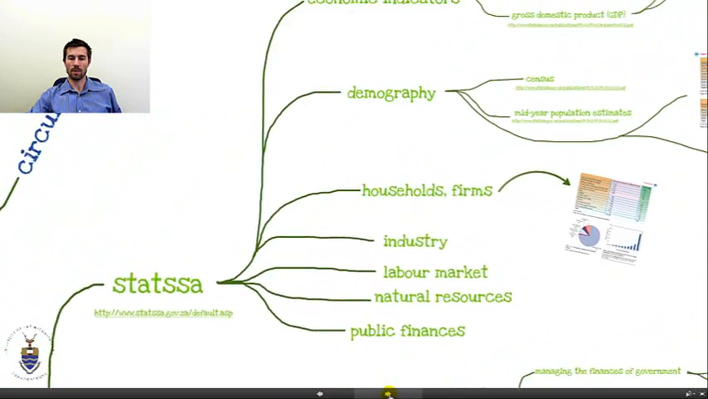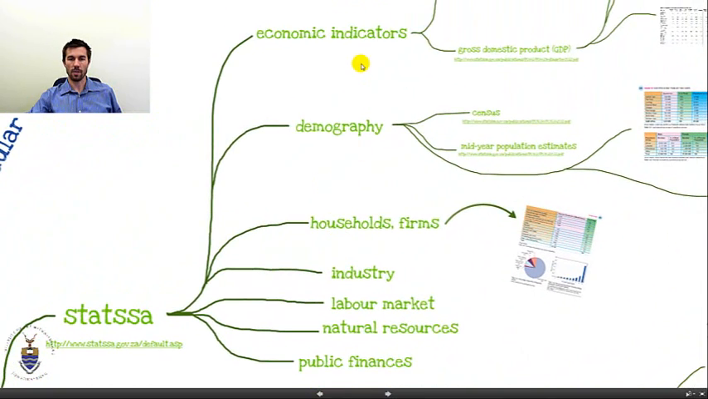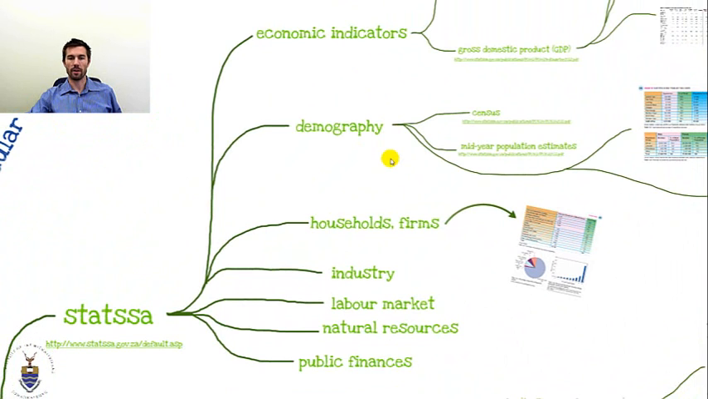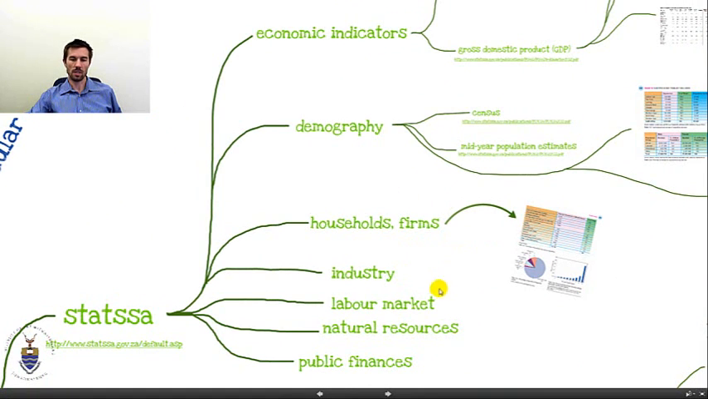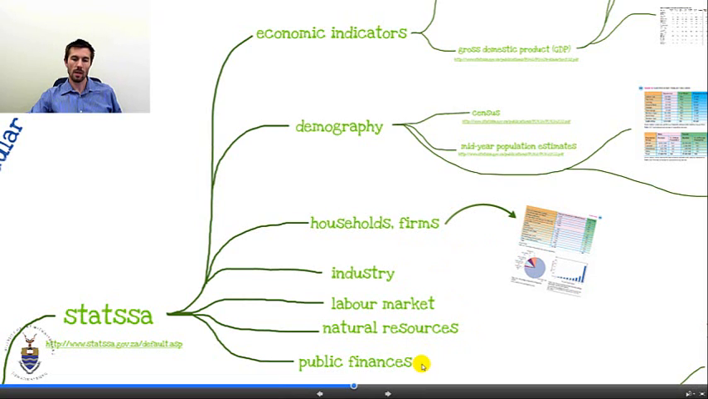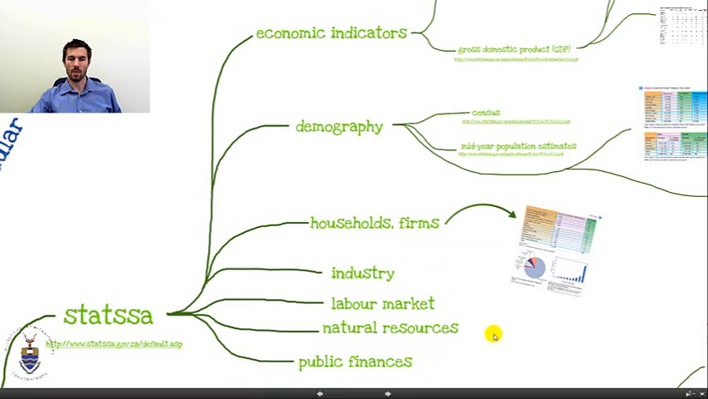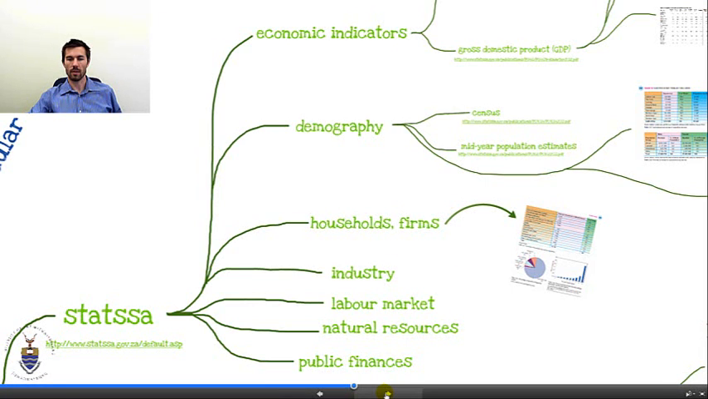Let's see what sort of data they publish. They publish information on economic indicators, demography, which is to say things about characteristics of the population. They provide information about households, firms, industry, labor markets, the availability and use of natural resources in the country, as well as public finances, which is to say the spending of government. But the only 3 that we're going to look at are economic indicators, demography, and a little bit on households in the country. But if you want to know anything more, again, just go and click on that link.